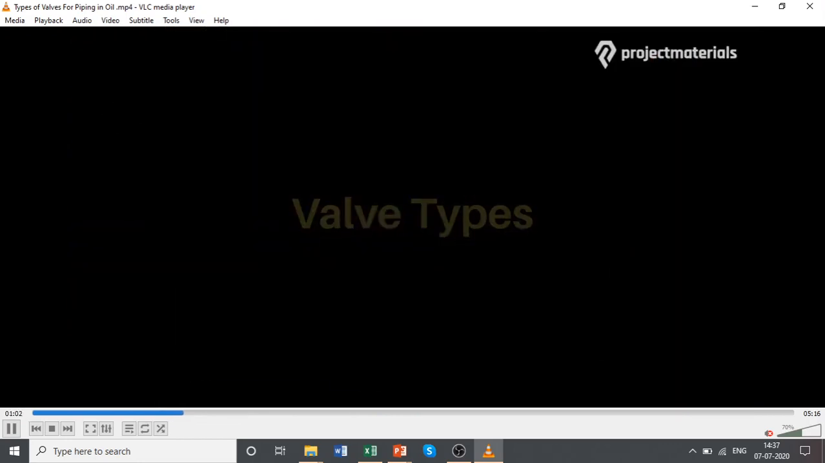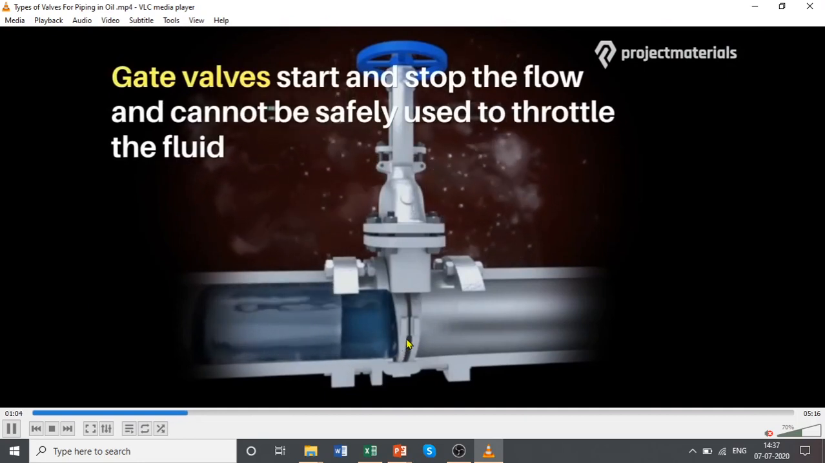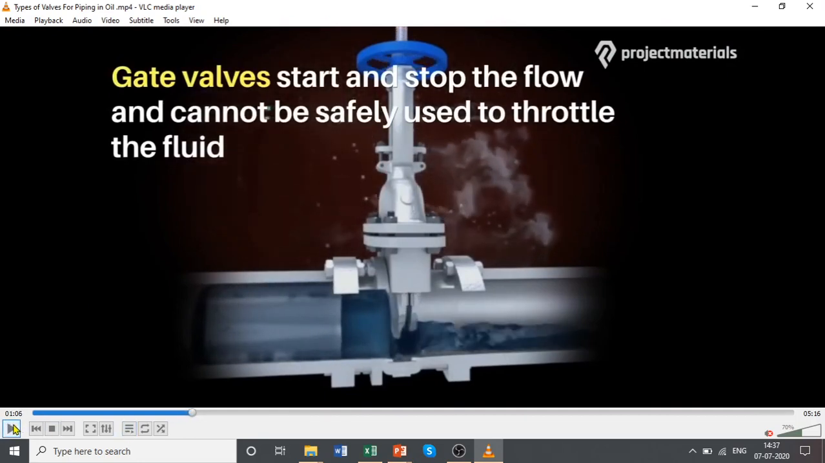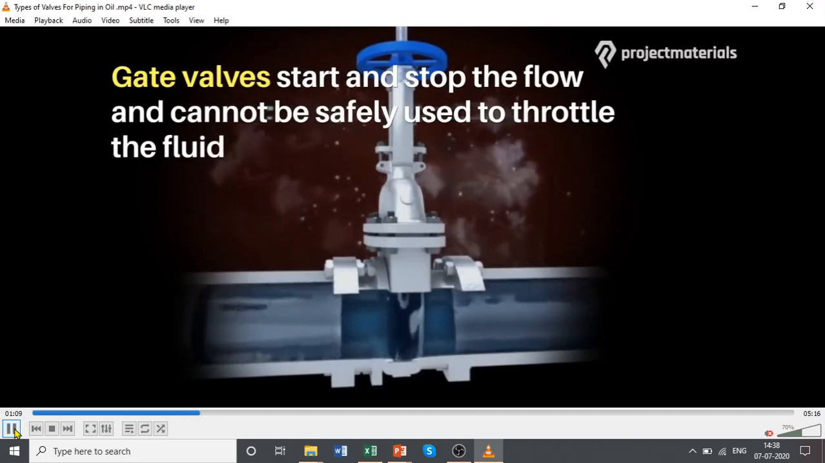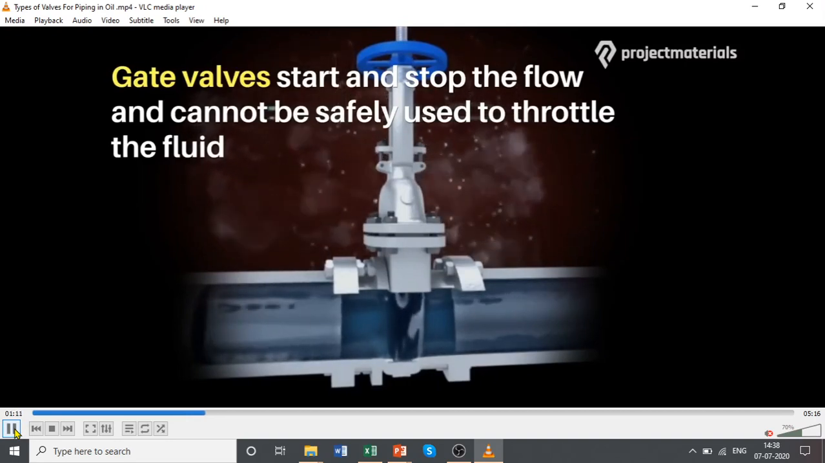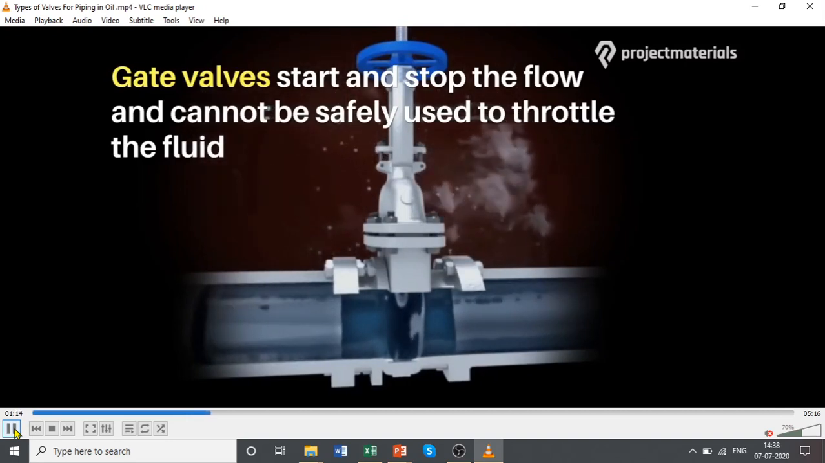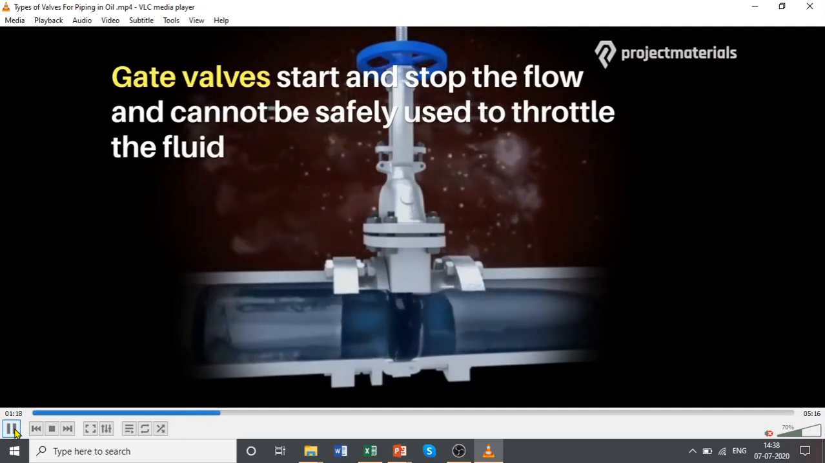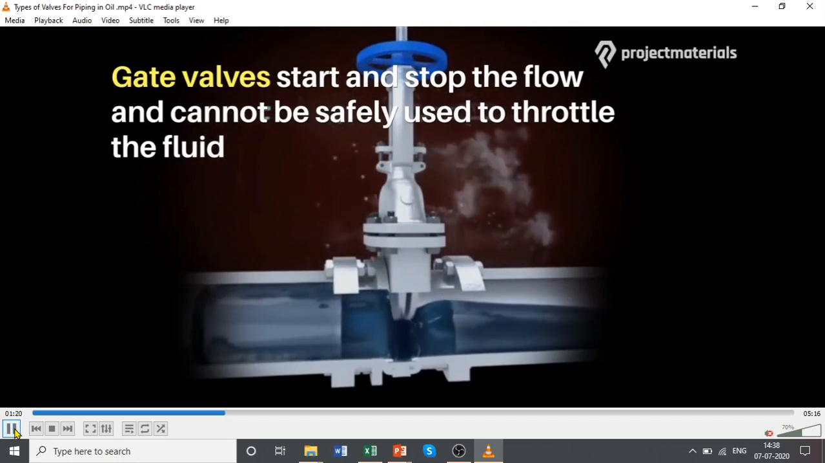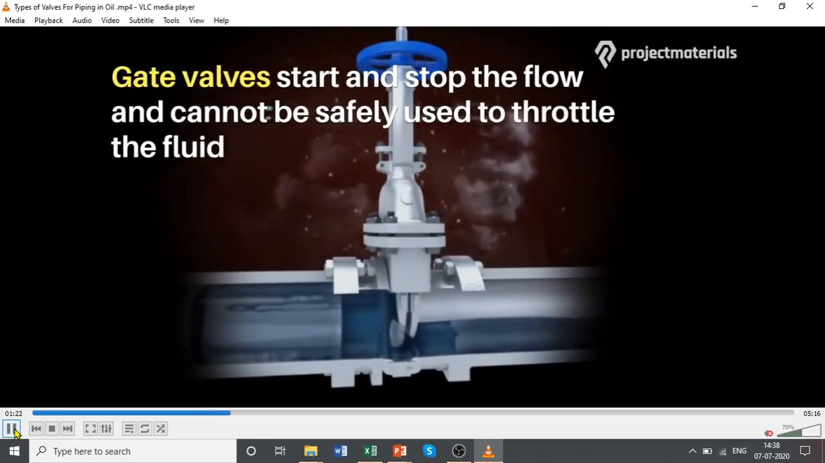Different types of valves. So gate valve. You see, when this valve opens, it's like a circular gate, right? And it allows flow to go through. But even if you open slightly, a lot of flow goes through, so it's not good for controlling the flow rate. It's good for on-off kind of situation, start and stop the flow.